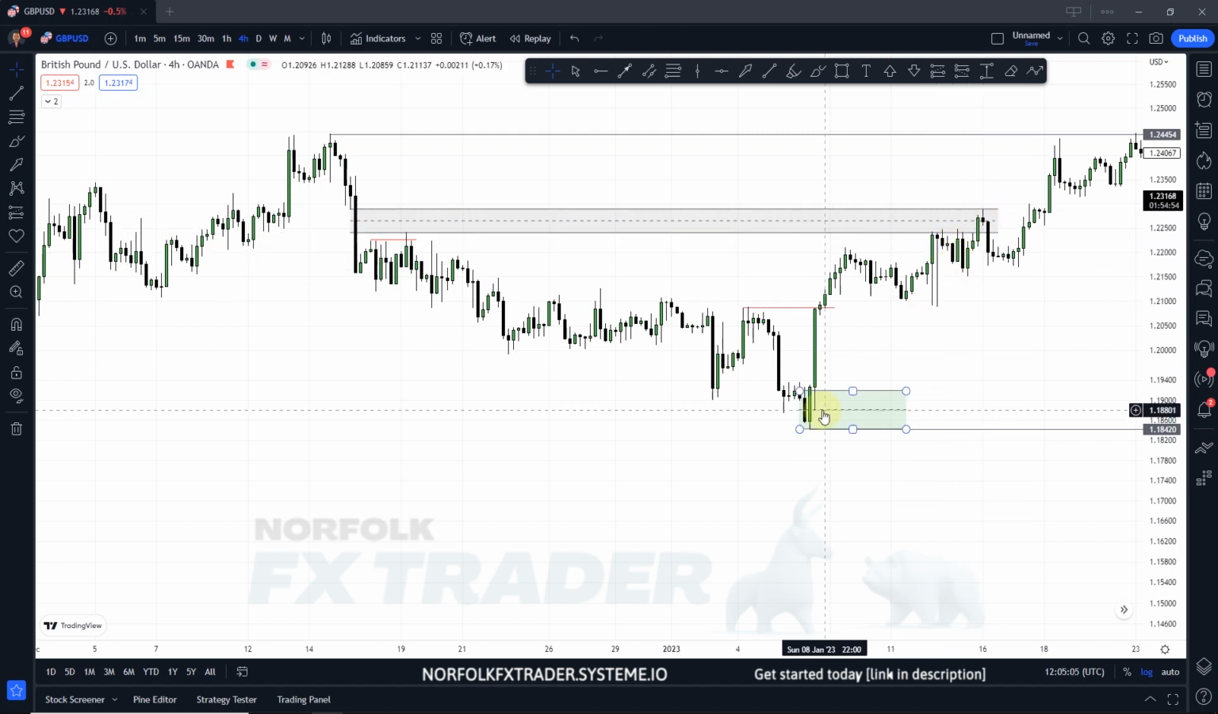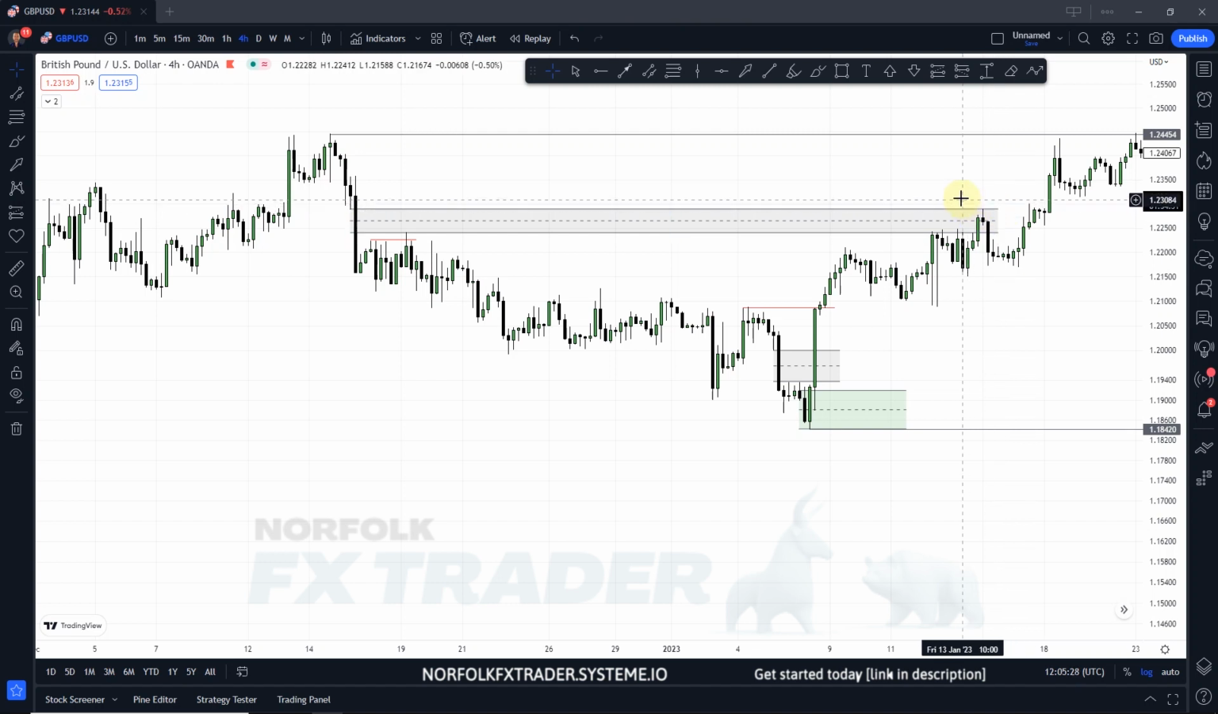So your bias at this point, once we broke through, let me just quickly draw it out again, this imbalance here, and we continue to go higher, your next gravitational pull area, where we're looking for a bias in the market, is to this next imbalance. And that's where price went to the pip, to the pip to fill that imbalance.